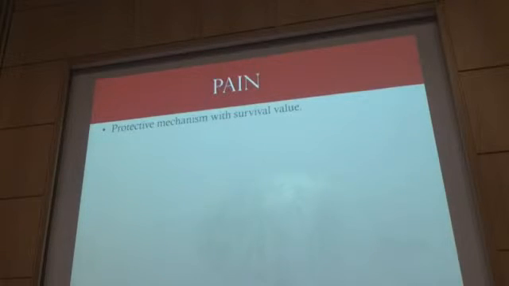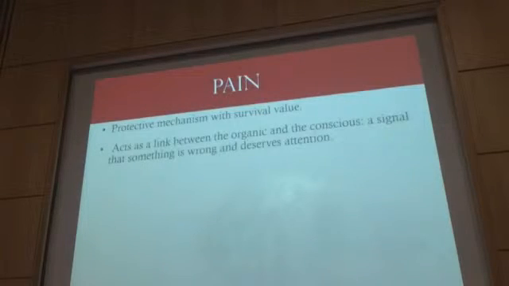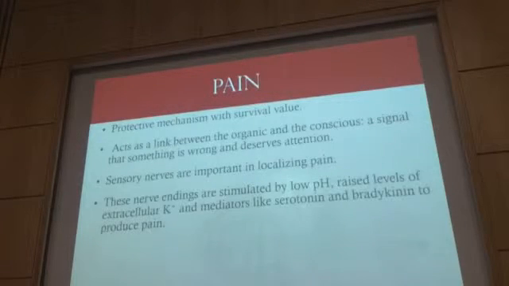Pain, another hallmark of inflammation. It's actually a protective mechanism with very clear survival value. If we didn't have pain, we could just put our hand in fire or anything else without feeling the tissue damage. So it's basically a mechanism that is a link between the organic and the conscious. It's a signal for us that something is wrong, that we should do something about it. Sensory nerves are obviously important in localizing the pain, so that we know that the pain is in our hand.